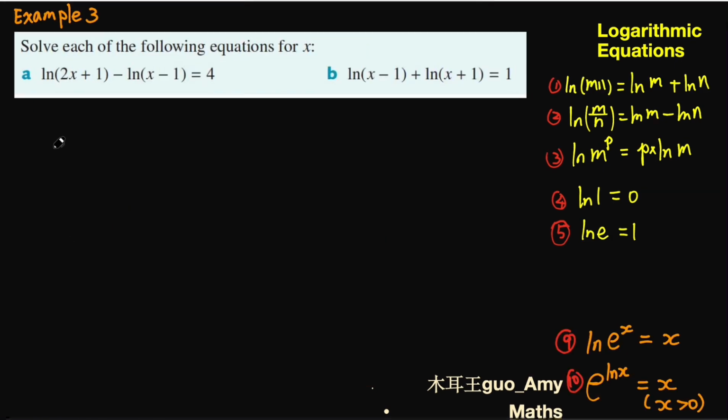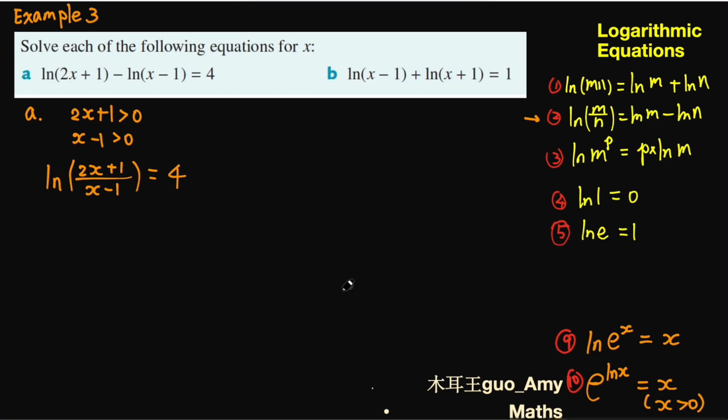Let's look at example 3 now. For part A, first we consider the restriction of the arguments. We will have 2x plus 1 is greater than 0, and x minus 1 should be positive as well. On the left part, we will use the second law to have natural log of 2x plus 1 over x minus 1, and then it is equal to 4. And we can use the definition to convert it to the exponential form, or we can use law 10 to simplify.